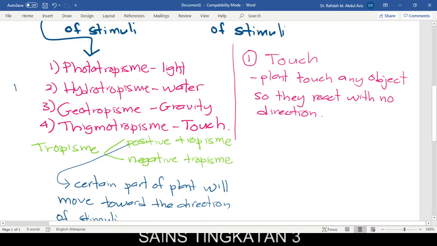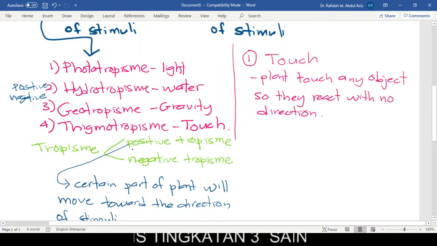So for every tropism, phototropism, hydrotropism, we also have positive hydrotropism and negative hydrotropism, geotropism, and also thigmotropism. So every tropism has its own direction, whether positive or negative.